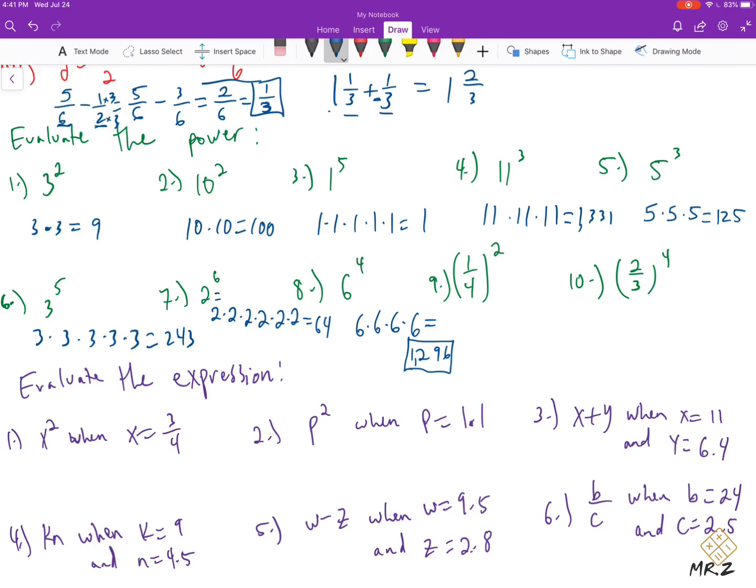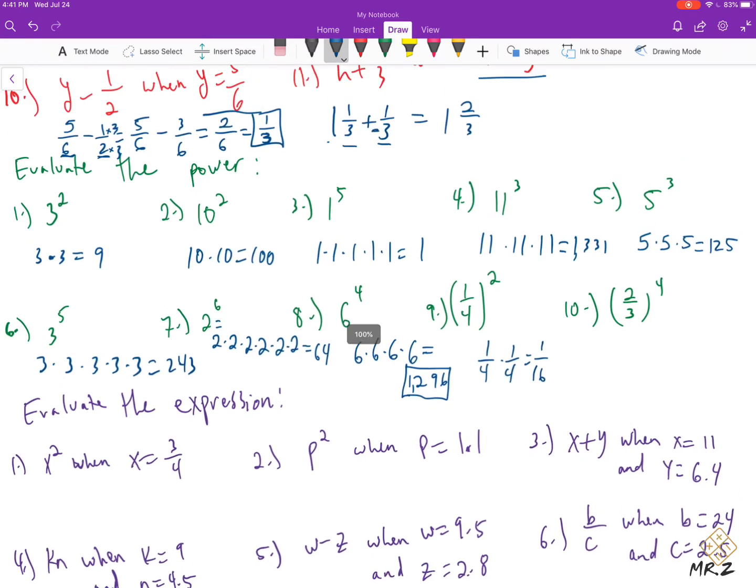All right. 1/4 to the power of 2, 1/4 squared. 1/4 times 1/4. Again, when we multiply fractions, just top by top, bottom by bottom. 1 times 1 is 1. 4 times 4 is 16. So 1/16.